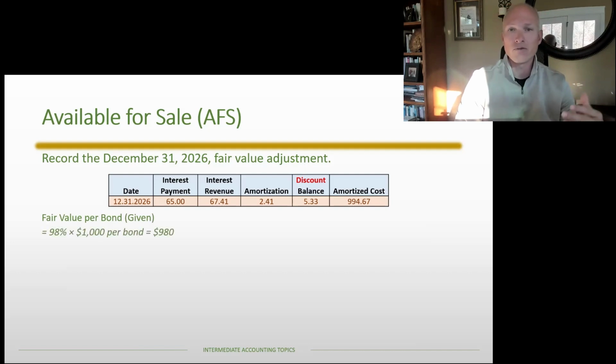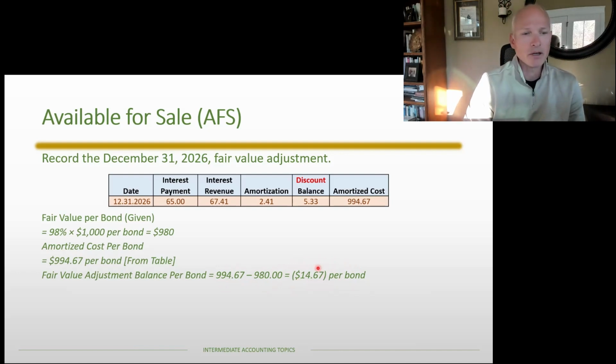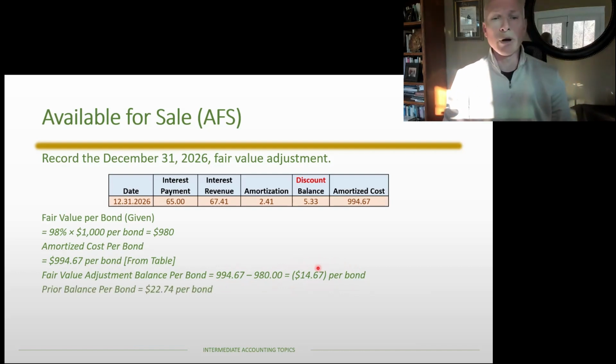You start with the fair value for each bond, which is given as $980. The amortized cost is taken from the table, and that's the $994.67. The difference between those two gives us the balance in our fair value adjustment account. You can see that the amortized cost is more than the fair value, and so in this case, it's going to be a negative amount. I should have flipped those, my bad. But that's a negative balance because the fair value is less than the amortized cost. And so we compare that to the prior balance of a positive $22.74 per bond.